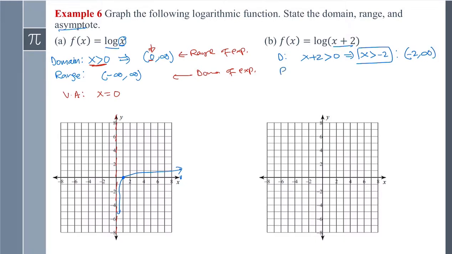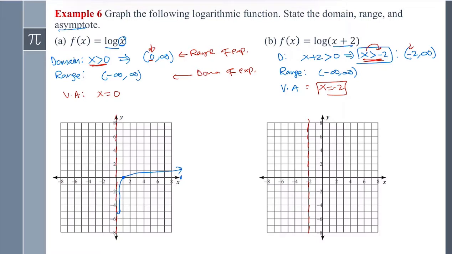Now the range, again for a logarithmic function, range is always all real numbers. We really don't worry about the range. Now the vertical asymptote, again I said that the vertical asymptote is x equals this number here. So x equals negative 2 is the vertical asymptote. So let's go ahead and draw the vertical asymptote first, which is right here. This is the vertical asymptote.